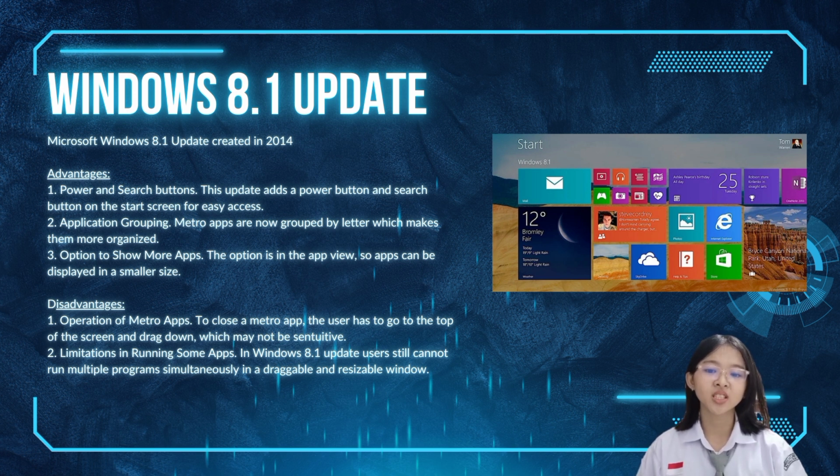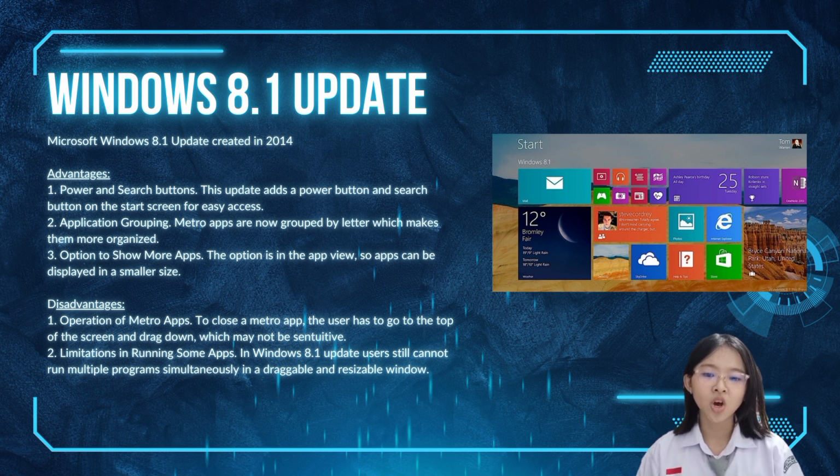The Windows 8.1 update was created in 2014. The advantages: 1. Power and search button. This update adds a power button and search button on the start screen for easy access. 2. Application grouping. Metro apps are now grouped by letter, which makes them more organized. 3. Option to show more apps. The option is in the app view, so apps can be displayed in a smaller size.